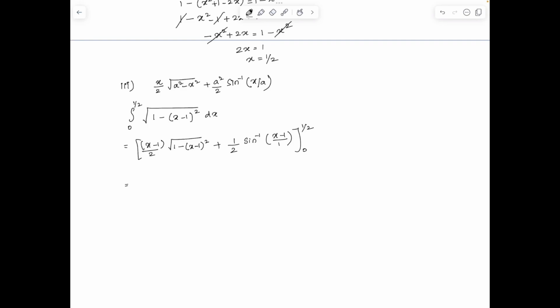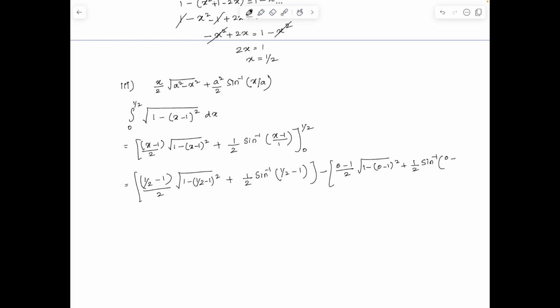Applying the limits, upper limit half, so (half minus 1) by 2 root of 1 minus (half minus 1) the whole square plus half times sine inverse of (half minus 1), minus, now applying the lower limit, (0 minus 1) by 2 root of 1 minus (0 minus 1) the whole square plus half times sine inverse of (0 minus 1).